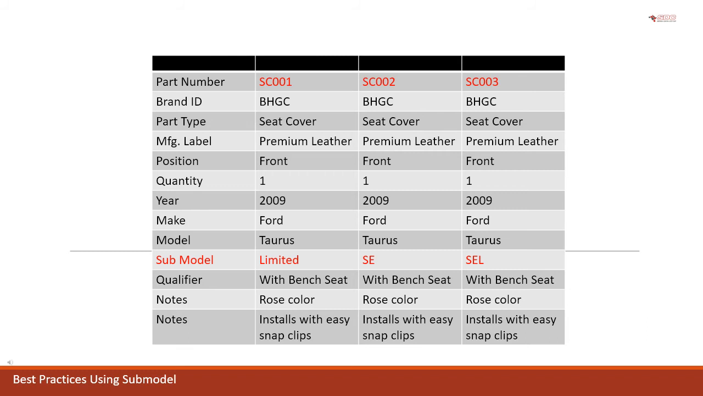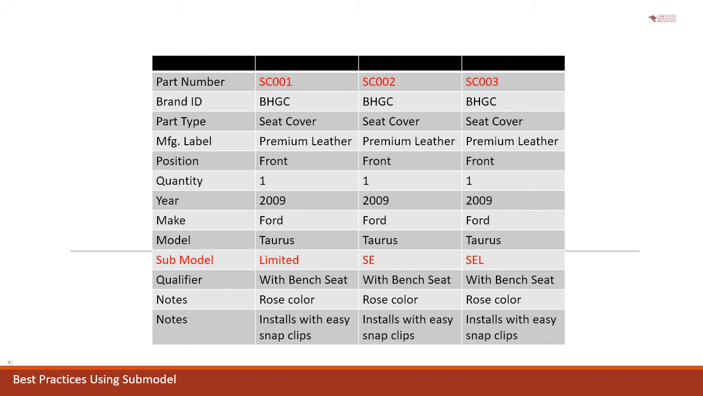So now we spell out the Ford Taurus Limited, the Ford Taurus SE, and the Ford Taurus SEL. So now, when all of this is displayed together, there is no doubt which part number is going to fit which submodel. And the lookup process will deliver a product to the customer when he's prompted for his submodel.